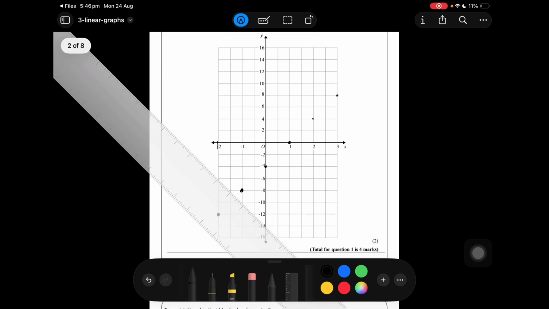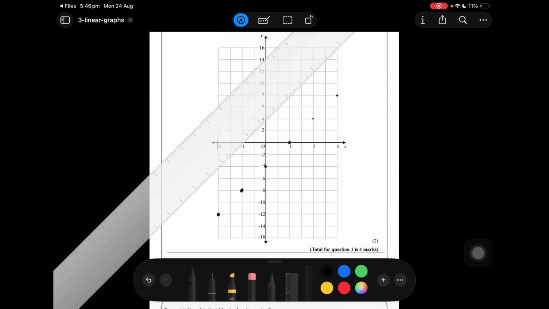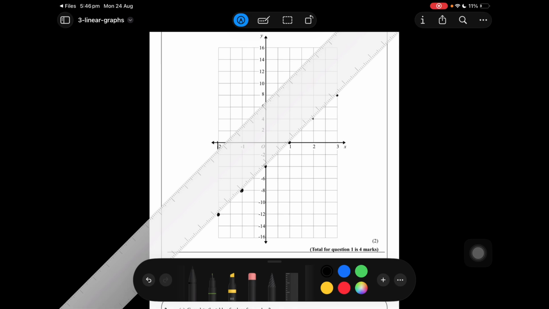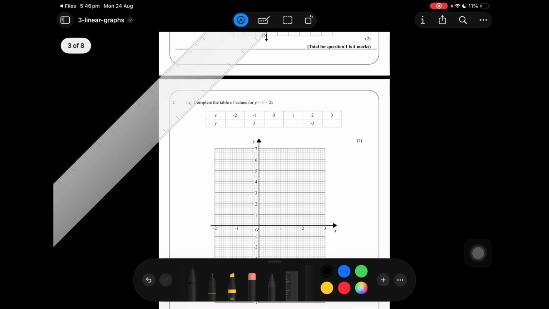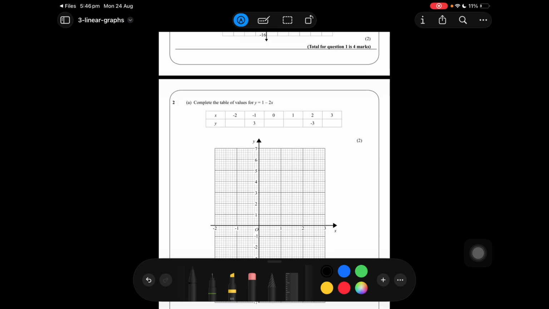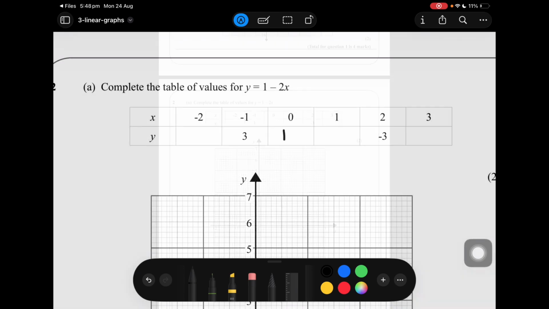Now we have to draw. So if we take our ruler and draw between them, it's a straight line. There. And now our second.